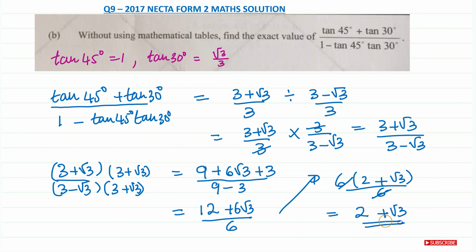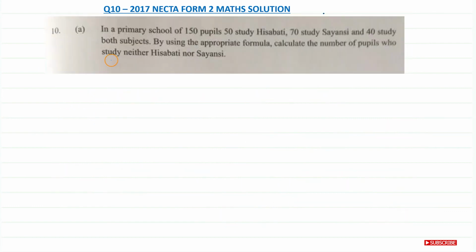So make sure you write this neatly in your book because I'm limited with what I can write on my page here. And now for question 10, we're told in a primary school of 150 pupils, 50 study Hisabati, 70 study science, and 40 study both subjects. So that's very important, they are both. By using the appropriate formula, calculate the number of pupils who study neither Hisabati nor science.